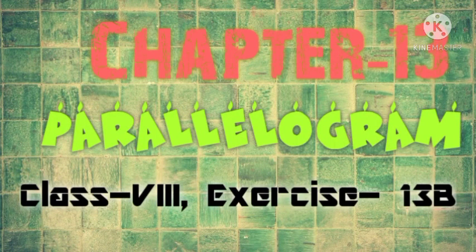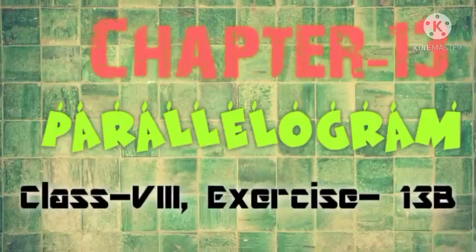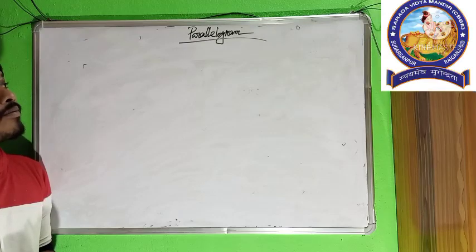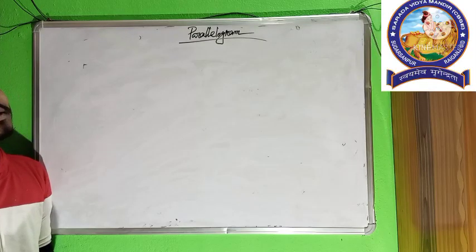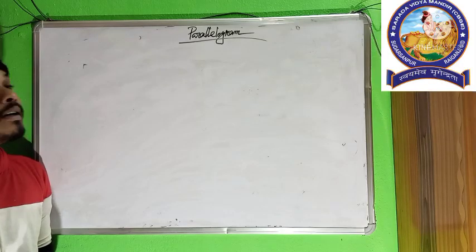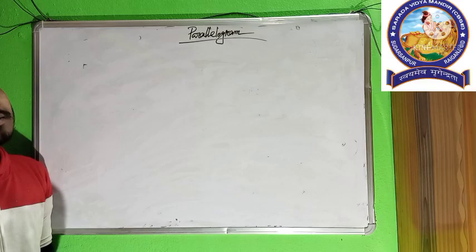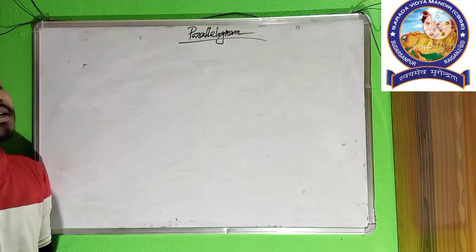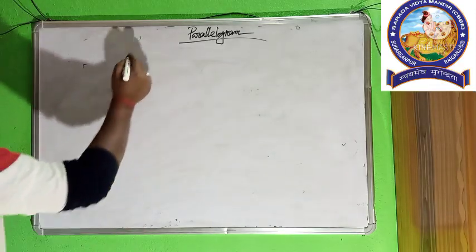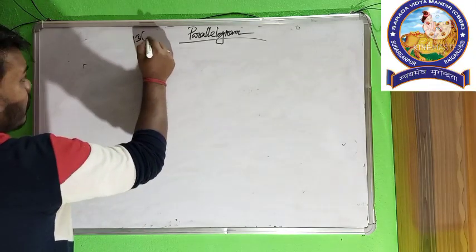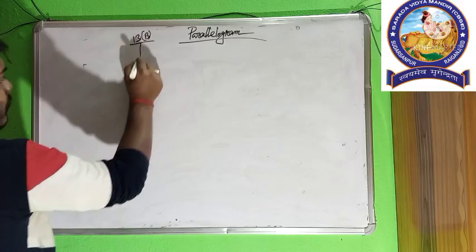In the previous video, I discussed the parallelogram, its properties, and some related maths from the parallelogram. Today's topic is some special types of quadrilateral, their properties, and the sums or problems based on these types of quadrilaterals.